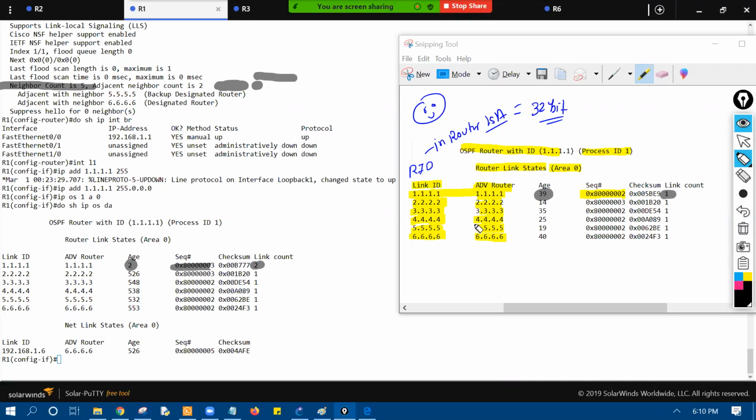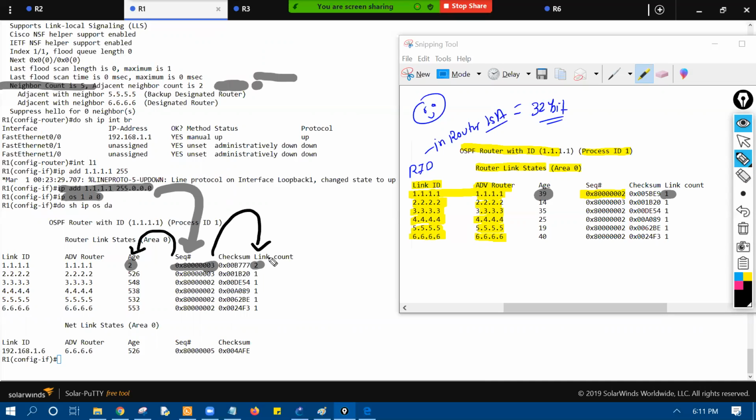That's the meaning of whenever anything is modified in your database table. So this database table has been modified. I advertised one route. At the same time, the database table has been modified, and the sequence number will be incremented. At the same time, your age will be reset, and the link count will be incremented.